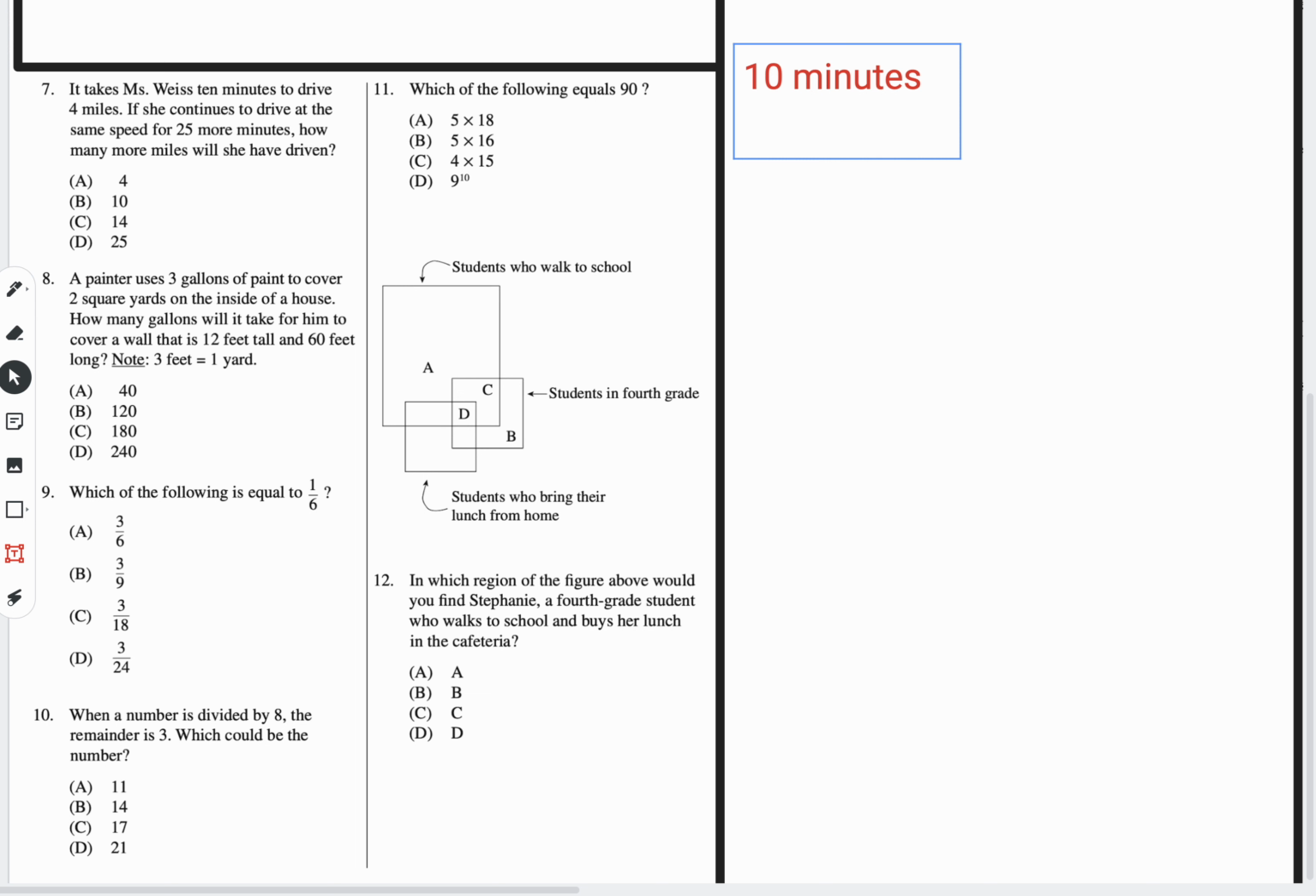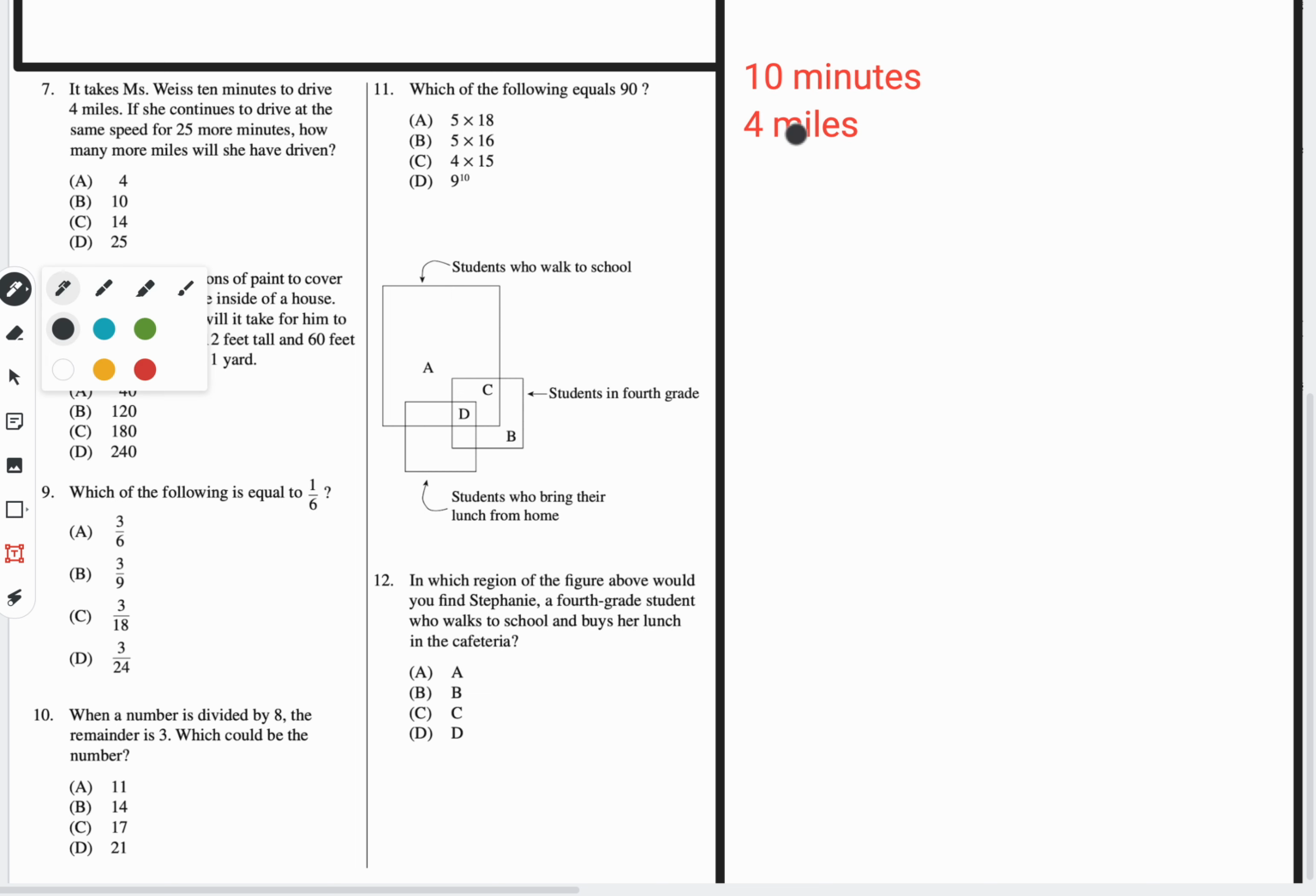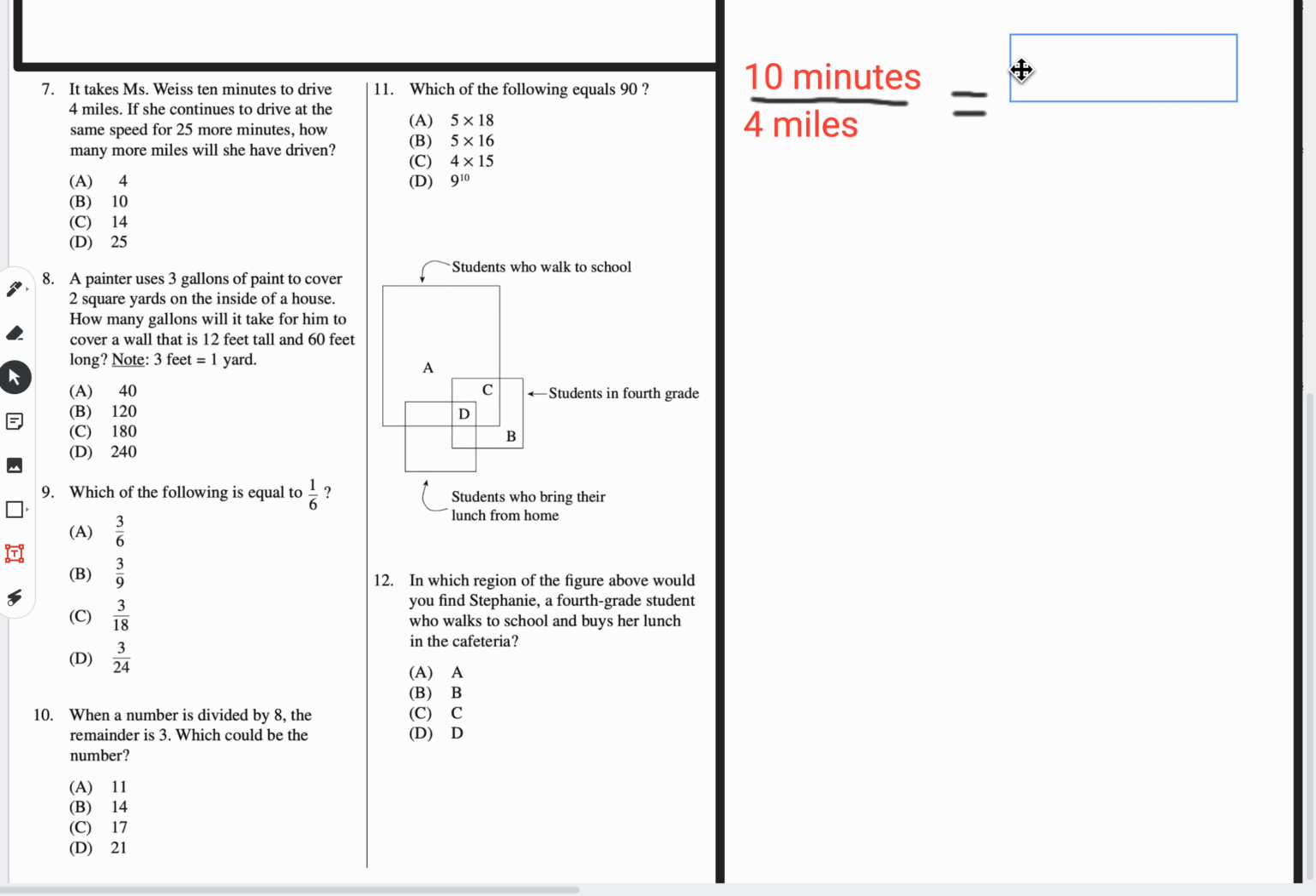In 10 minutes, she can drive 4 miles. This will be our first fraction. With ratios, proportions, we're looking at ratios between two fractions. Equals 25 minutes over x, that's our unknown.